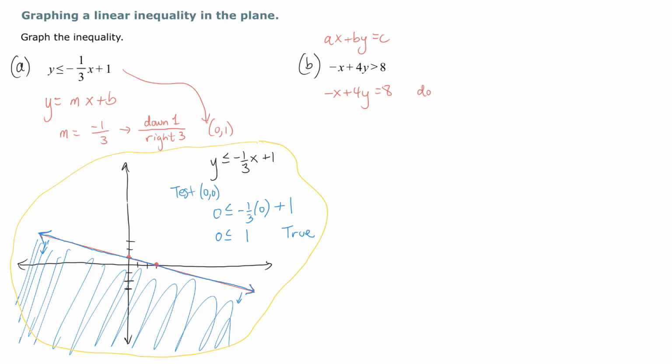Now this time it's a dotted line. How do you know it's a dotted line? You don't have an equal symbol underneath that greater symbol. It's strictly greater. Over here, this one was a solid line. This time we have a dotted line because of that symbol there.